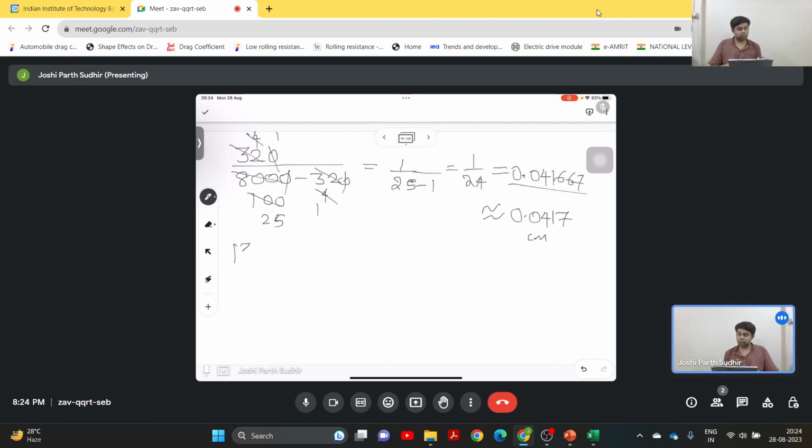Because Z by Y is 0.0417 and Y is equal to 1 is already given. So therefore Z is nearly equal to 0.0417 centimeter.